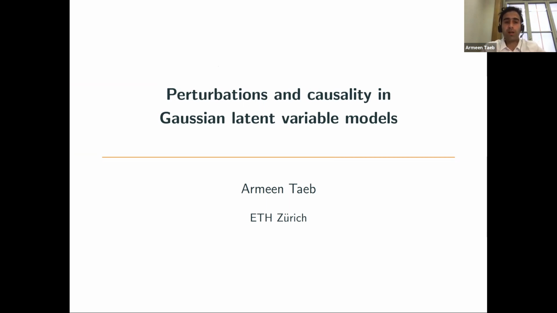This talk will be about modeling and exploiting perturbations for causal inference in Gaussian latent variable models.